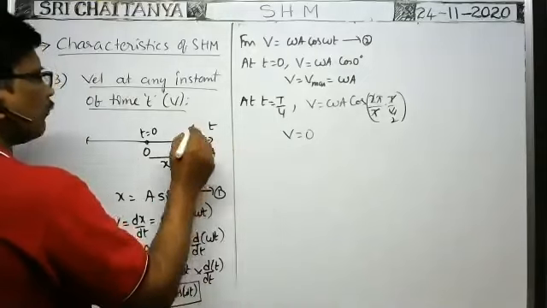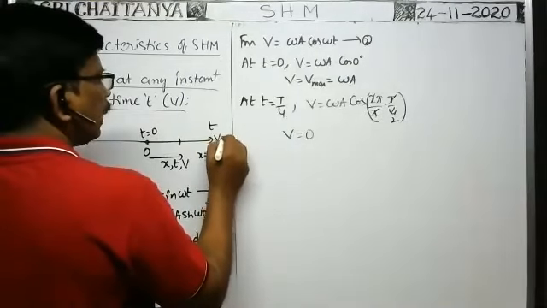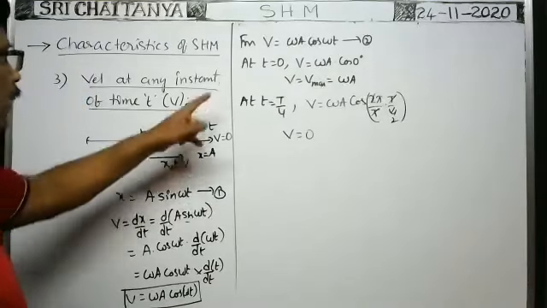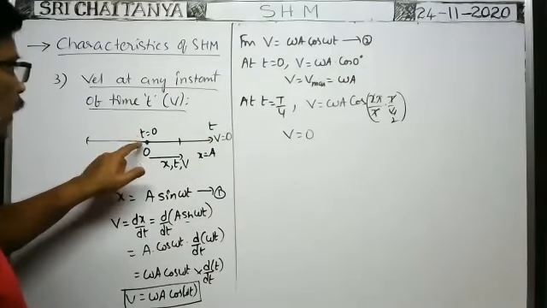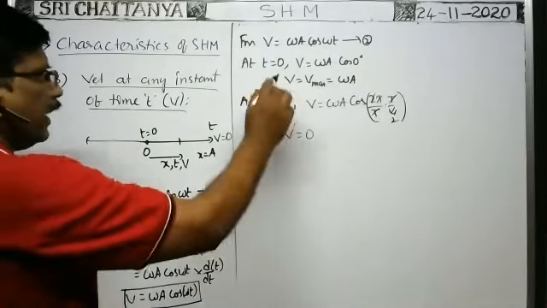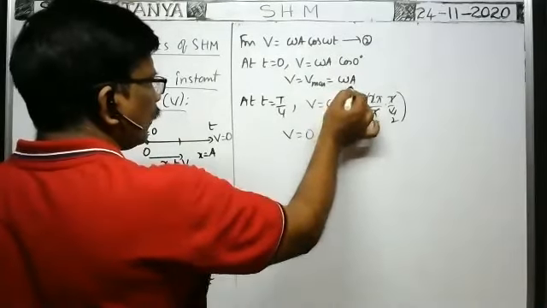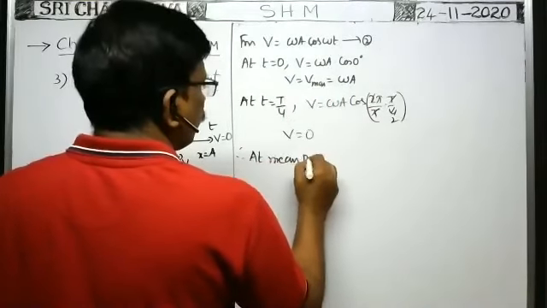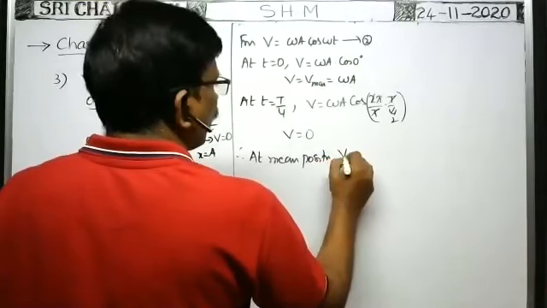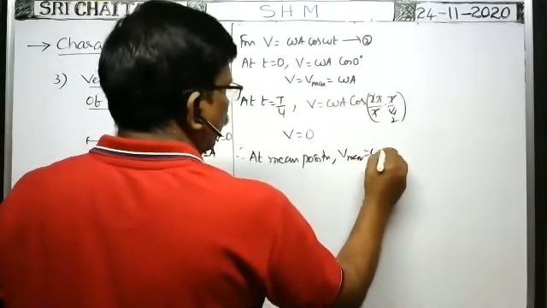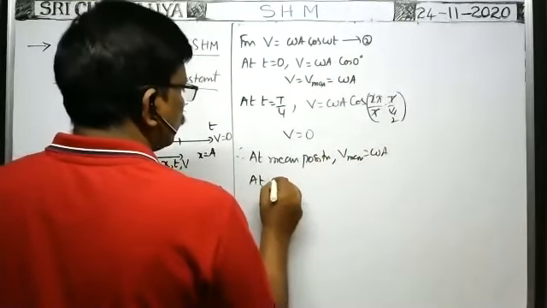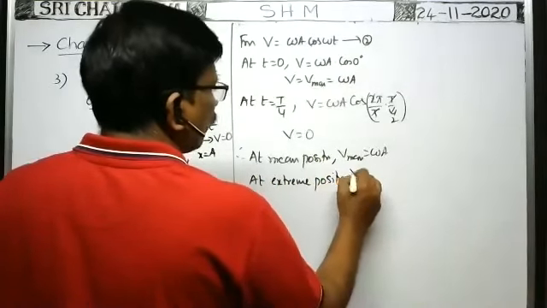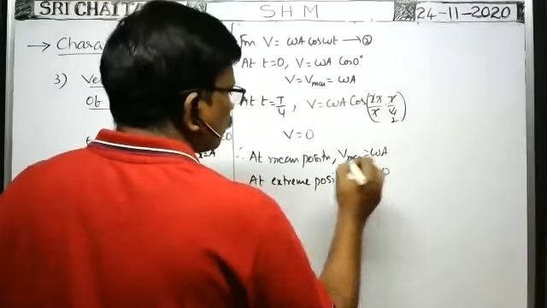So in case of a particle in SHM, the velocity becomes 0 at an extreme position. At the extreme position, velocity is equal to 0. At t is equal to 0, the particle lies at the mean position. At the mean position, velocity is maximum. So at the mean position of the particle, velocity is maximum, which is equal to omega a. At the extreme position, the velocity is minimum, which is equal to 0.